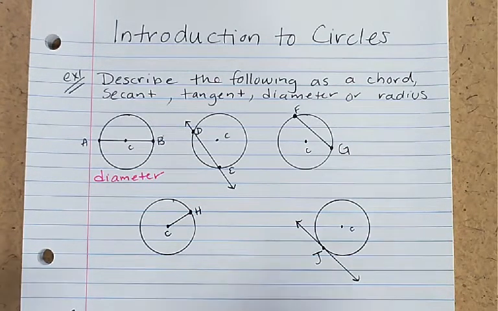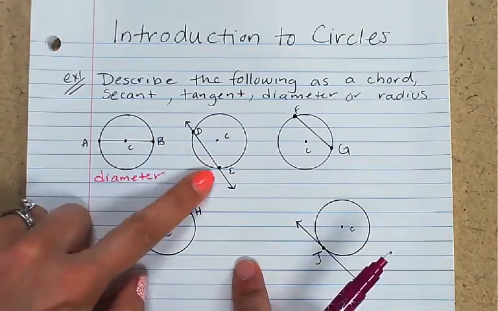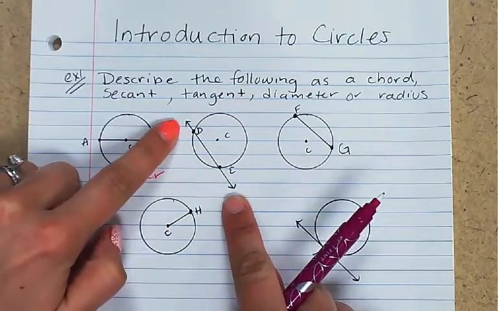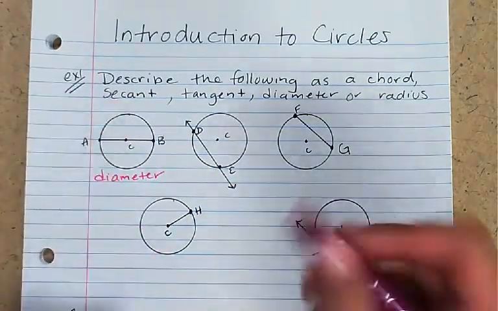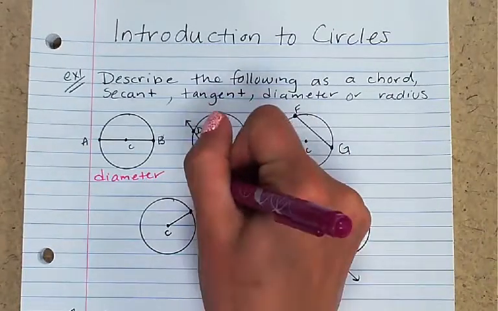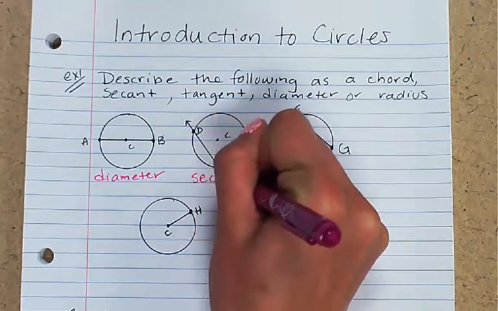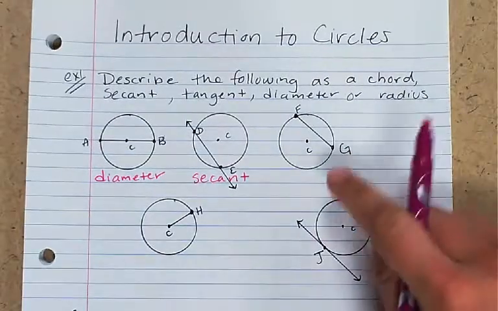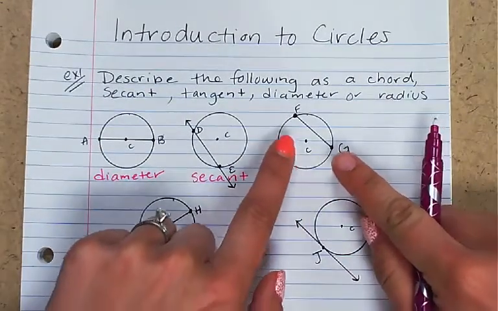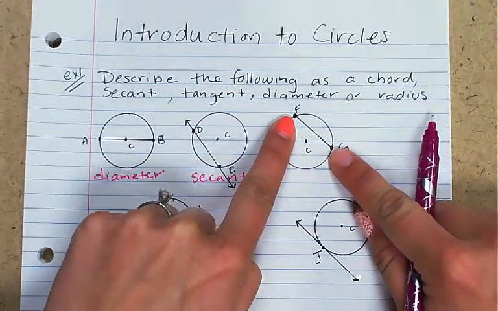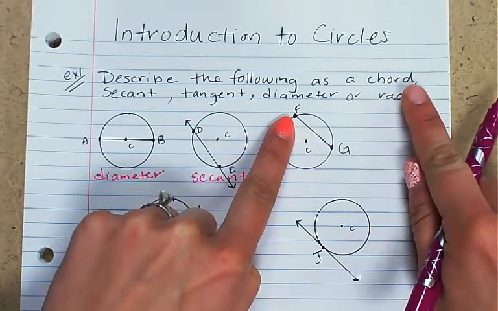So it intersects our circle at D and E. When you have a line that goes through a circle like this, it's called a secant. To be a secant, it has to be a line or a ray. On this one, FG, it's a segment. The endpoints are on the side of the circle. That's a chord.